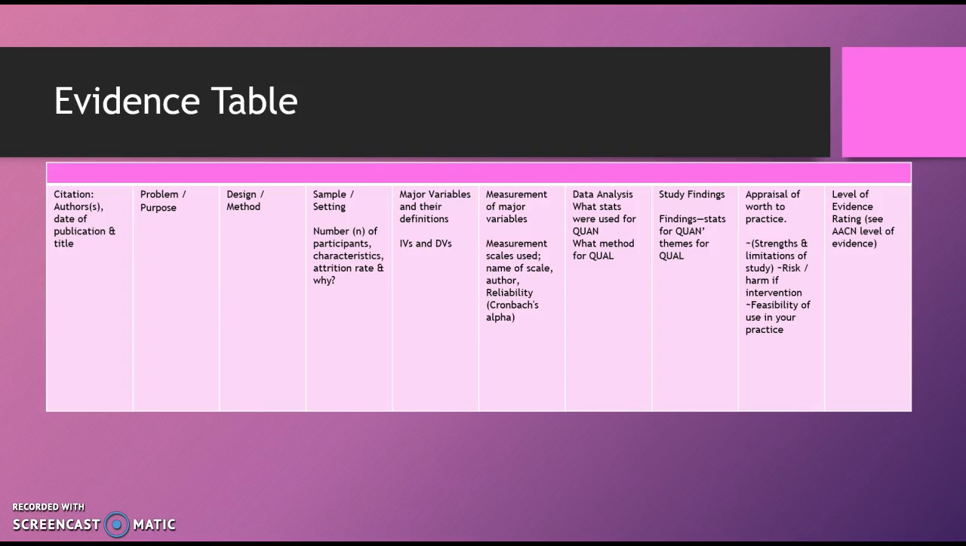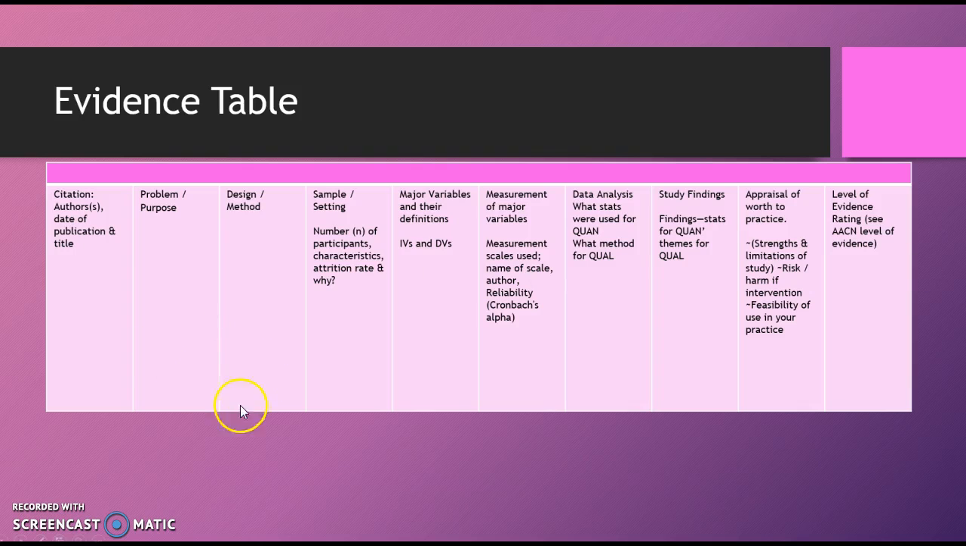They should tell you this. If they didn't, it's a crappy study. And the same with the method for the qualitative. How did they analyze the data? The study findings, quantitative is always stats, so you're going to write your statistical findings. Think about that p-value. That's really important to get in there. And with qualitative, we really look at themes. So talk about some of those themes.